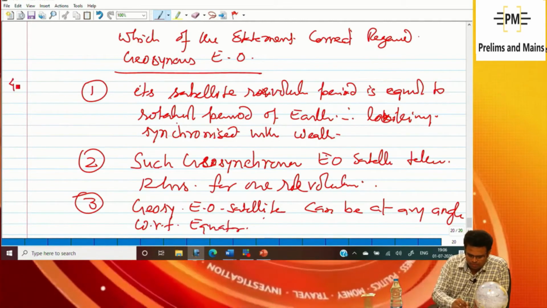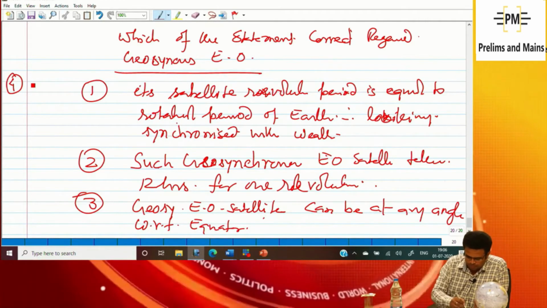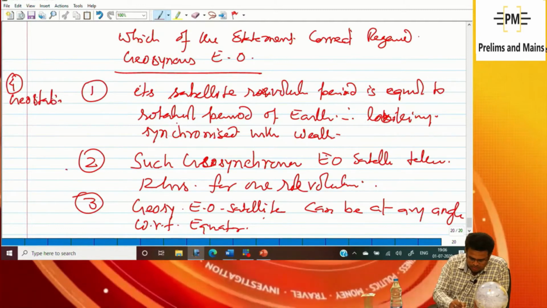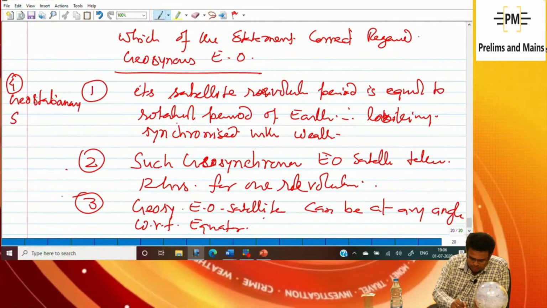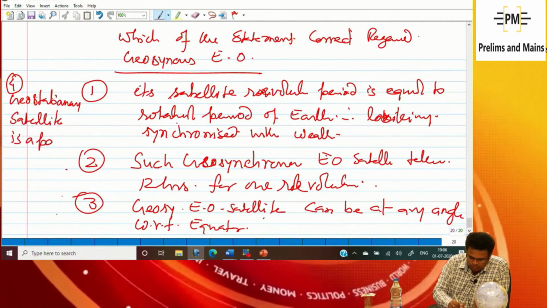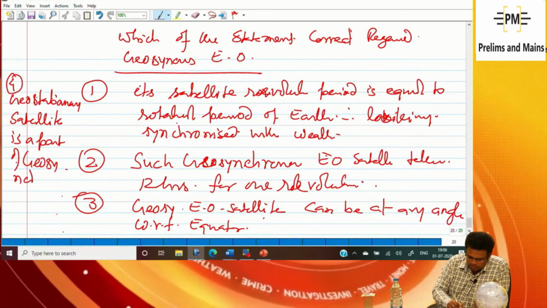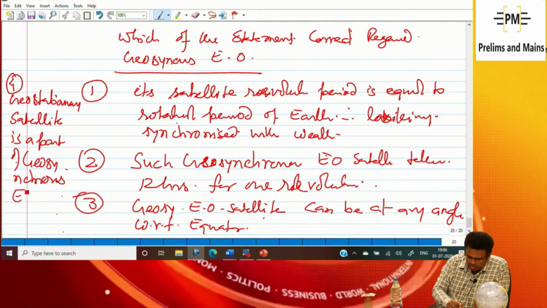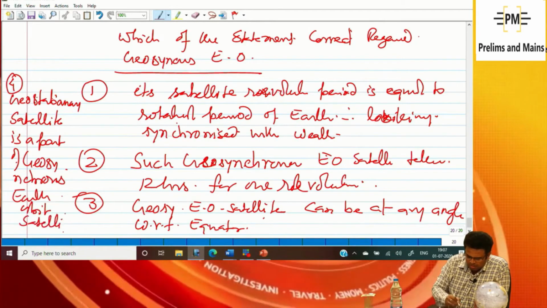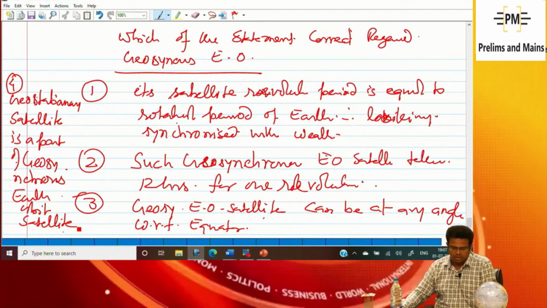Fourth statement, geostationary satellite is a part of geosynchronous earth orbit satellite. So these are the four statements which have been given for geosynchronous earth orbit.